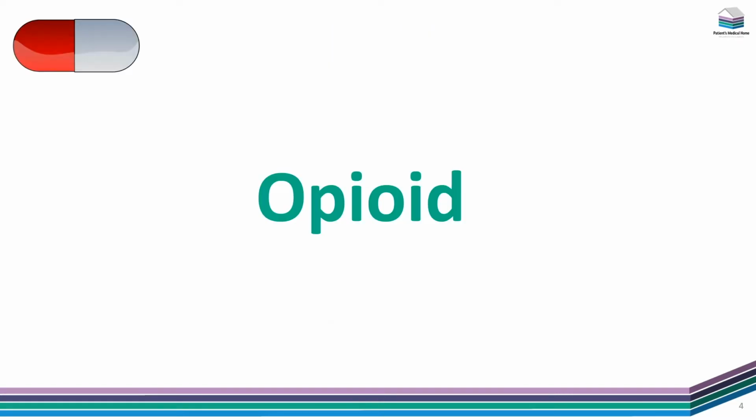So our first definition is opioid. Opioids are a family of drugs that are usually prescribed to relieve pain. Examples include codeine, like Tylenols 2, 3, and 4, oxycodone, morphine, hydromorphone, and fentanyl.